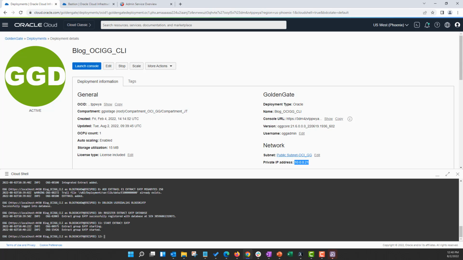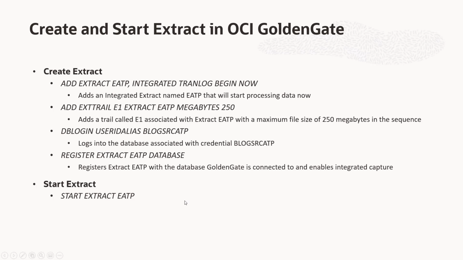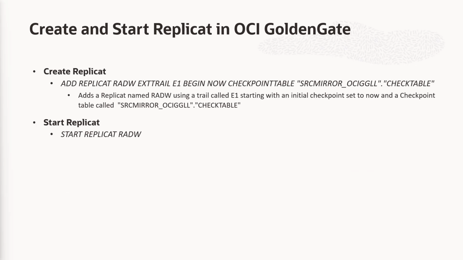So let's go back to the slides. Now we are going to see how to create a Replicat. To create a Replicat, we're going to follow similar steps. We first run a command that adds a Replicat called radw, R for Replicat, adw for the target name, using a trail file called E1. It's going to start processing data now, and it's going to use a checkpoint table called src mirror OCI GGLL check table. Finally, we're going to start the Replicat using start Replicat radw.